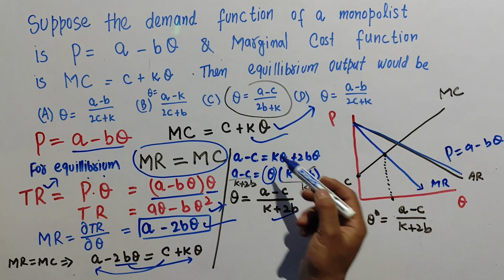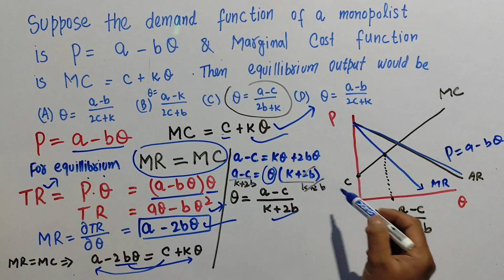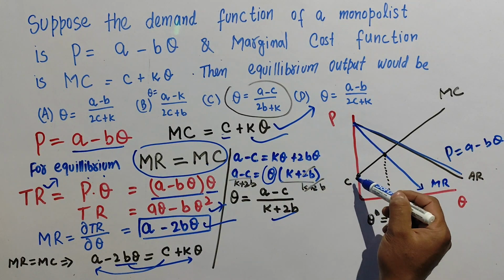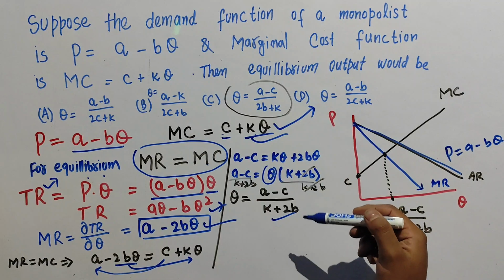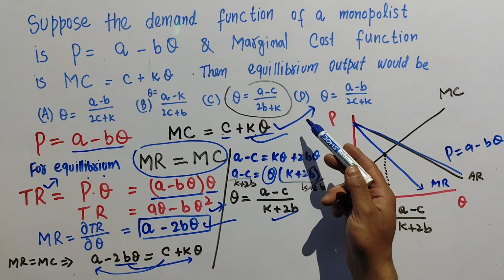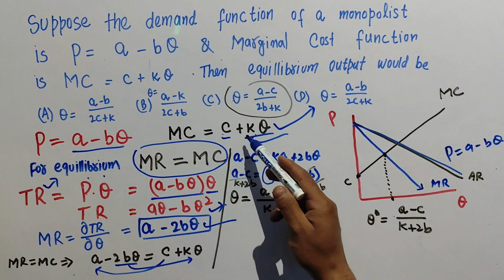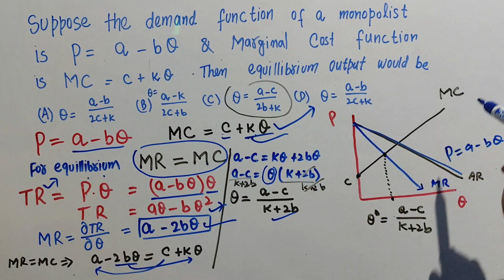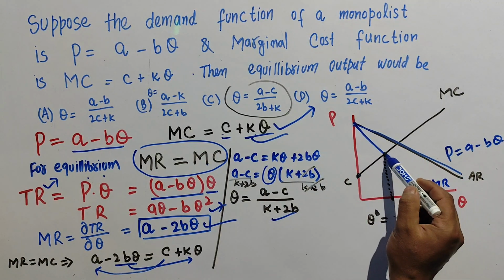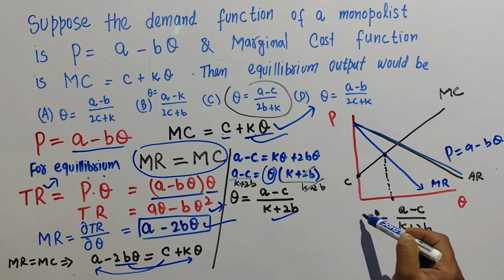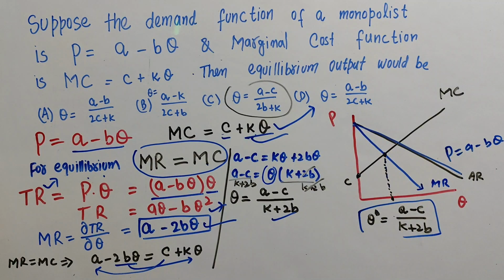So for marginal cost, the intercept is C. Let us assume this is a positive number. And the slope is upward, we have an upward sloping marginal cost function because the coefficient of Q is K here. So if we draw this very line, equilibrium requires that marginal revenue is equal to marginal cost. So they intersect at this point, and here we can also find the equilibrium price.